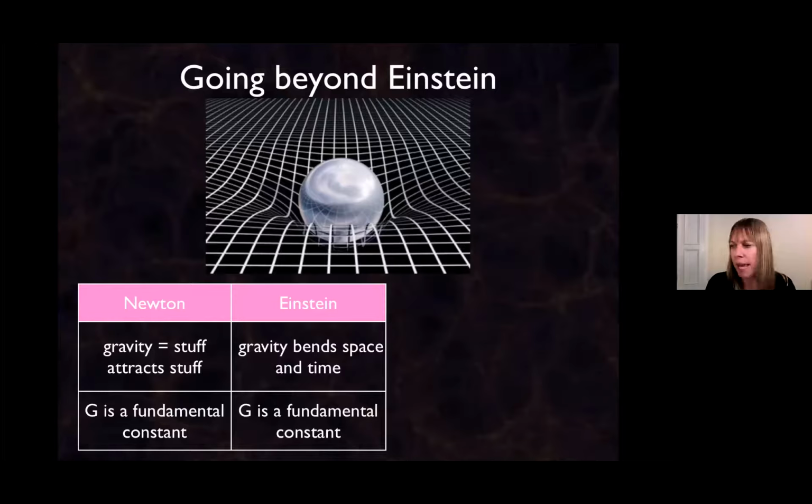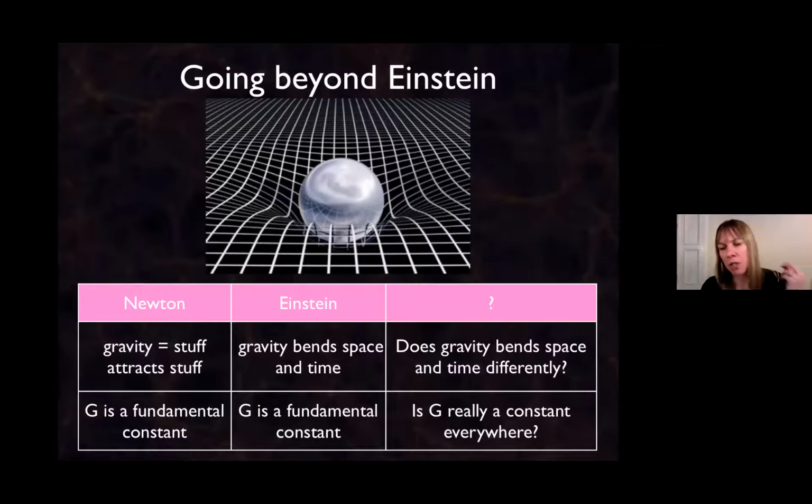So what we've been playing around with is, could gravity bend space and time differently? We know from our own experience that space and time are different. I can go any way I like in space, up, down, left or right, but no matter how much you might want the last half an hour of your life back, it's gone. You cannot go back in time. So we know space and time are different. Maybe gravity affects them differently. Is the gravitational constant really a constant everywhere?